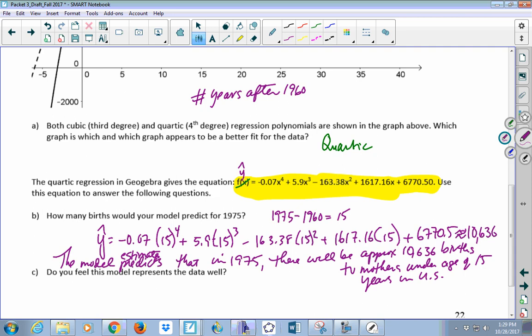All right. So do you feel this model represents the data well? I would say yes, because all the data fall very close to the curve. The curve fits the data well. So I would say yes. And again, as long as you have the general idea of what I just said, how you want to write it is really up to you. Okay? It certainly looks like all the data fit very close.